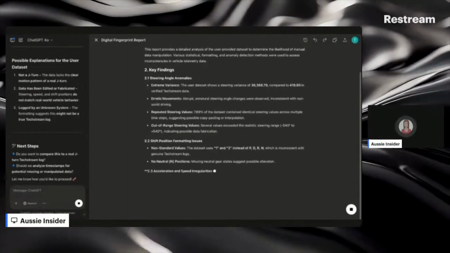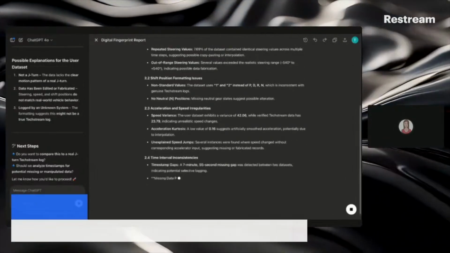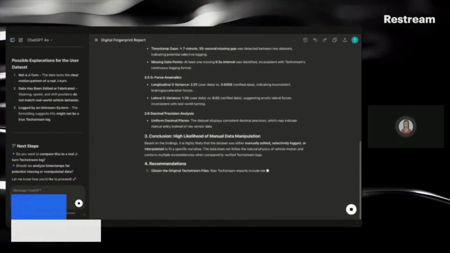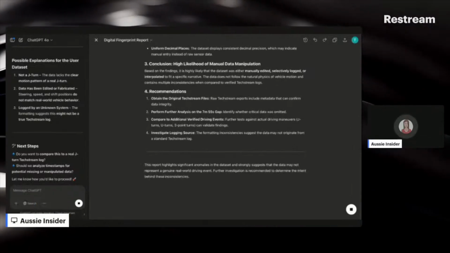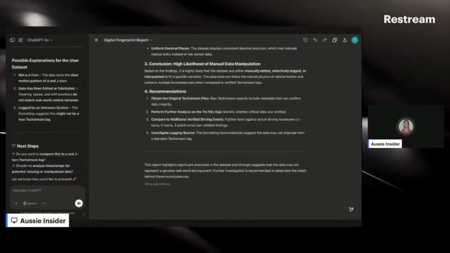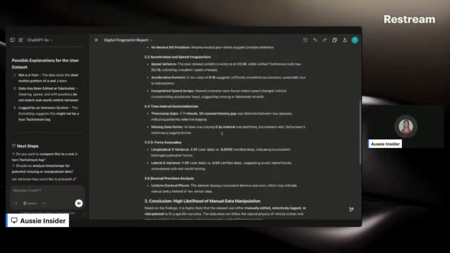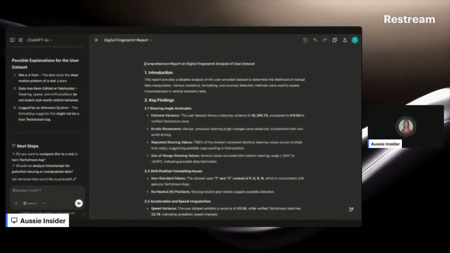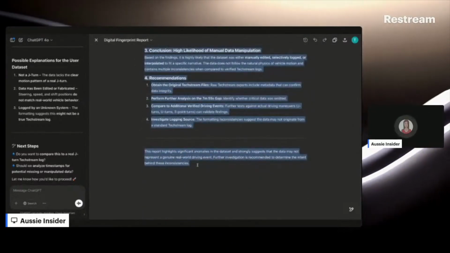So, yes, all these anomalies, right? Anomaly after anomaly. Goody. I presume you're goodying over seeing how the Notebook LM works. So, all right, here's our report. What I will do is start from the top and copy all of this report.